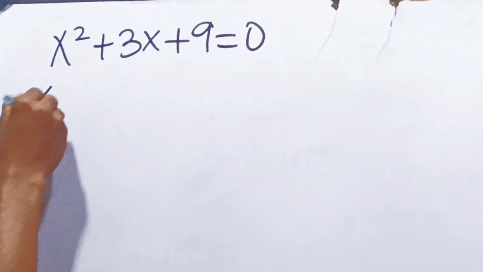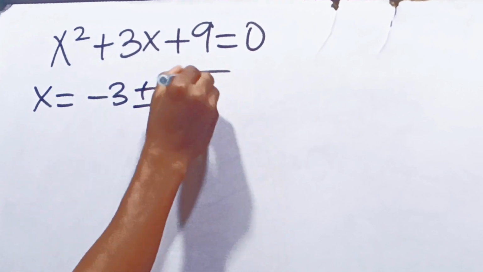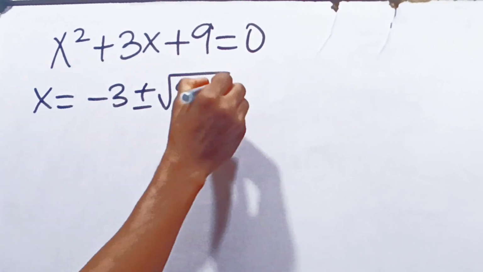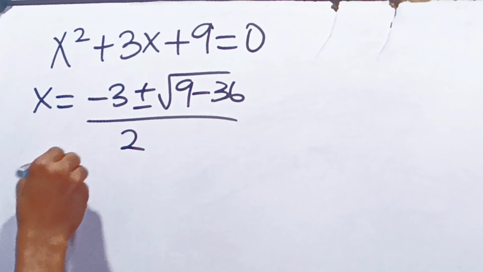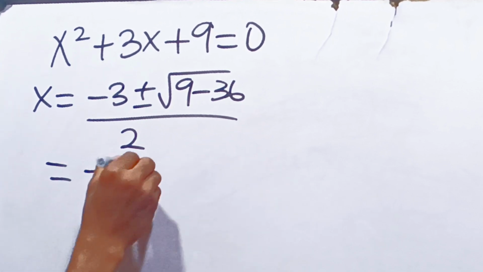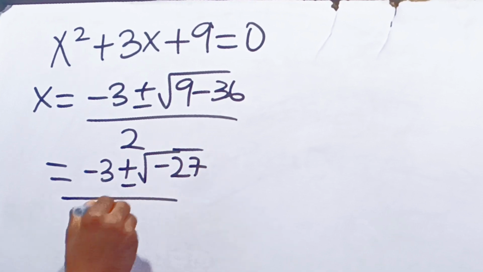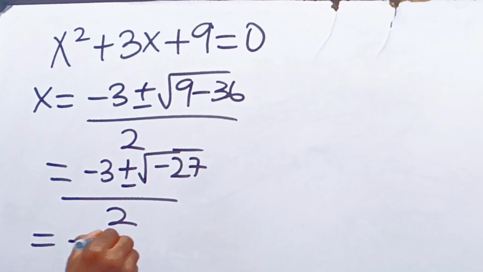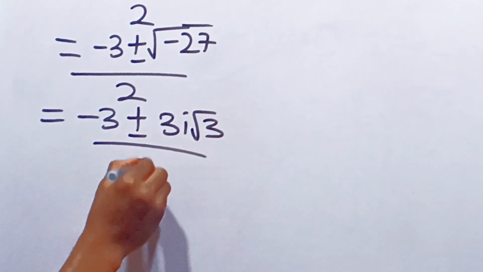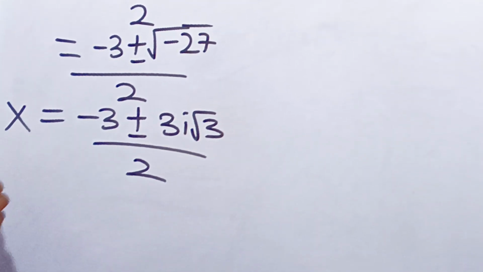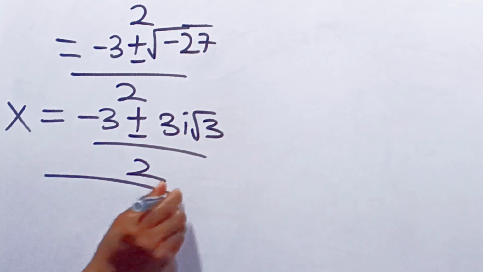As stated before, our x here will now be equal to minus 3 plus or minus square root of 3 squared is 9 minus 4 times 9 times 1 is 36, all over 1 times 2, which is 2. This is equal to minus 3 plus or minus root of negative 27 divided by 2, which is equal to minus 3 plus or minus 3i root 3 divided by 2. So these are the answers for x in this question.